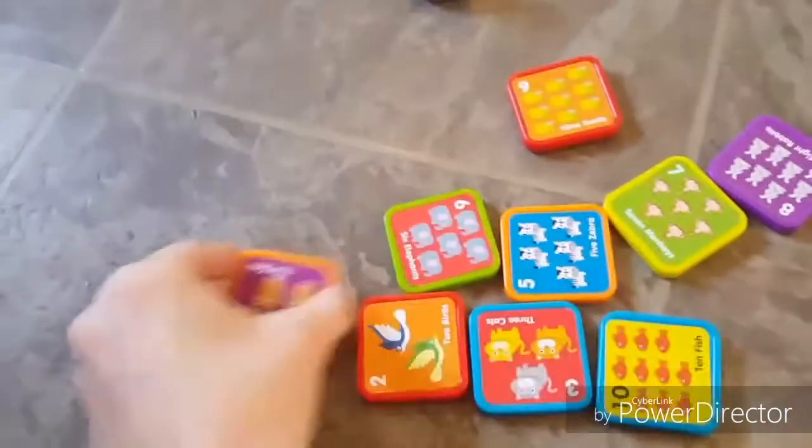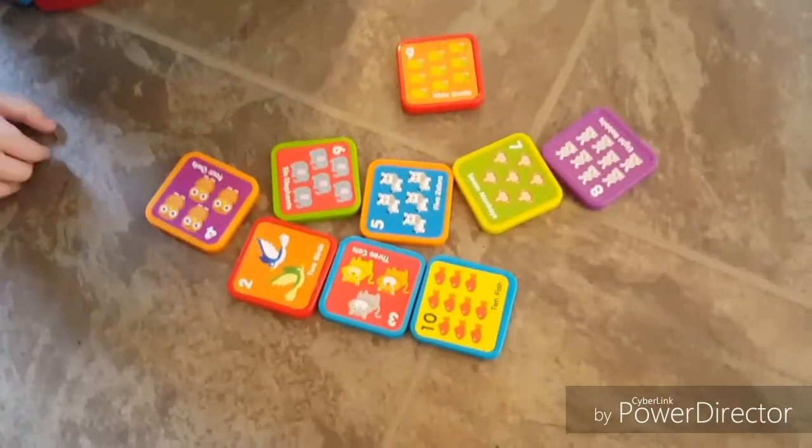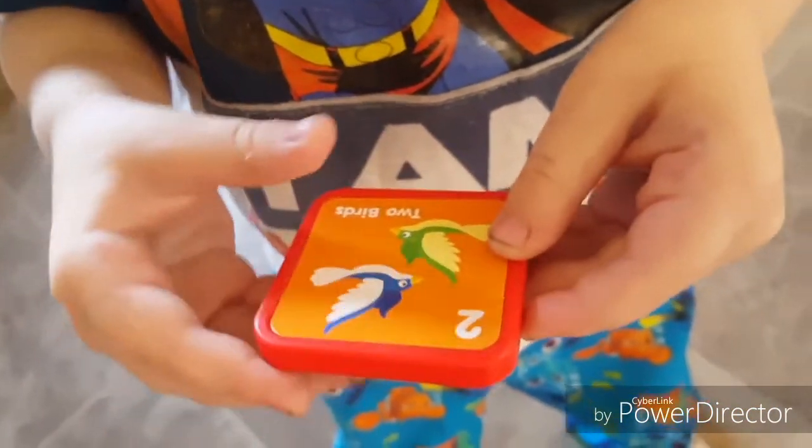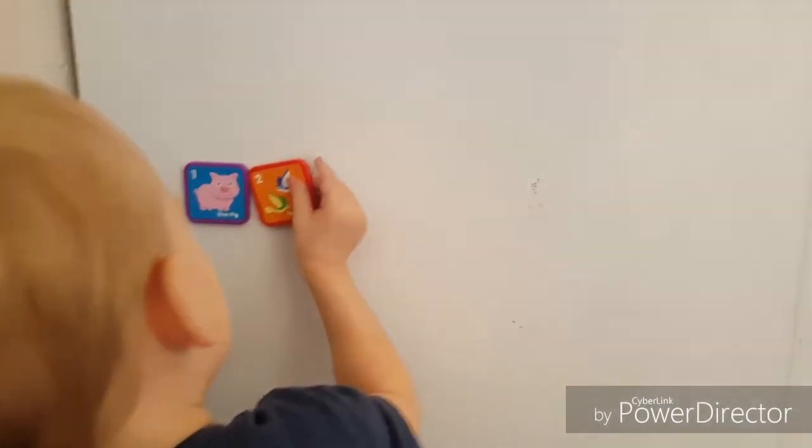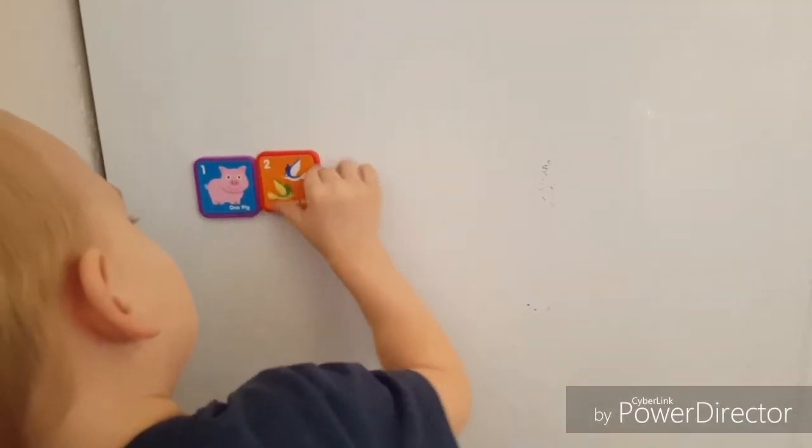Now we need two animals. Two birds. Hey, look. There's one, two. Did you count them? There's a blue bird and a green bird. One, two. Good job. Let's put it next to the pig. Two. Okay.